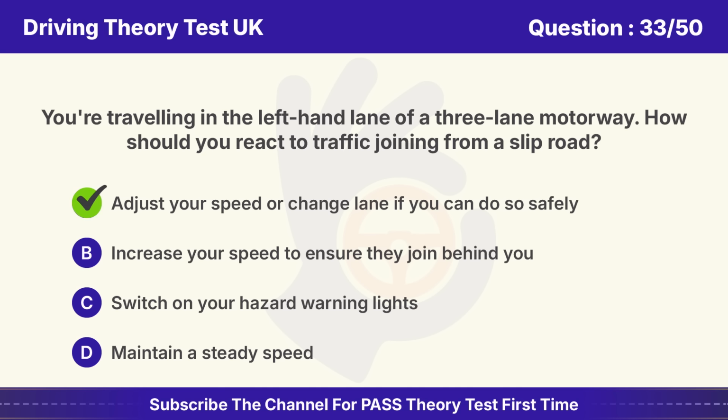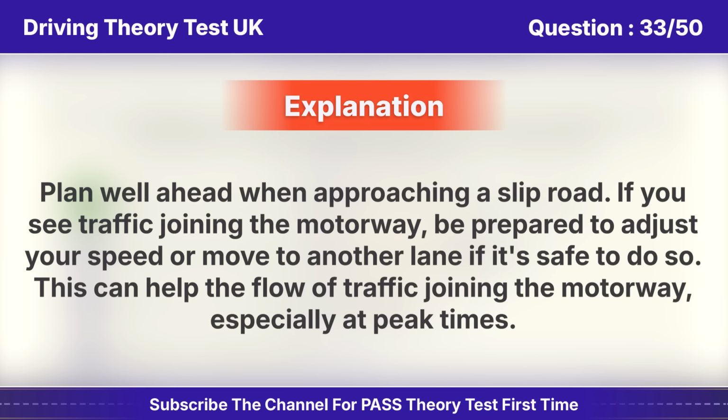Answer is A. Adjust your speed or change lane if you can do so safely. Plan well ahead when approaching a slip road. If you see traffic joining the motorway, be prepared to adjust your speed or move to another lane if it's safe to do so. This can help the flow of traffic joining the motorway, especially at peak times.